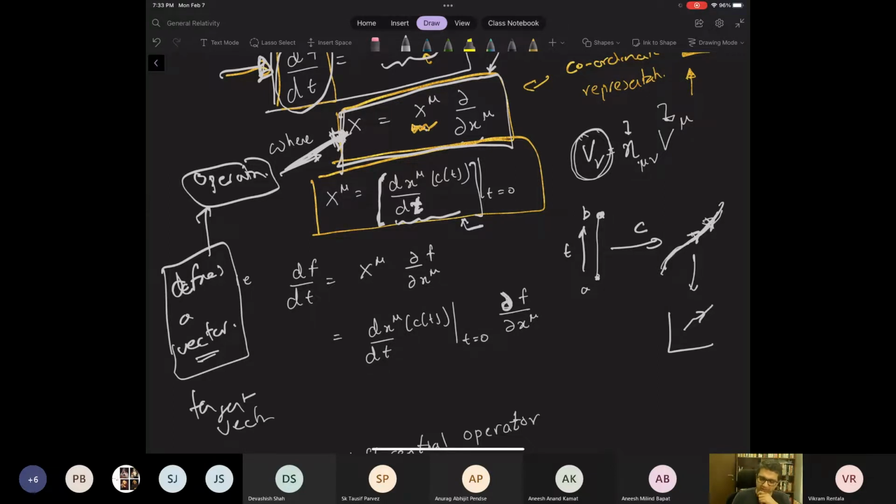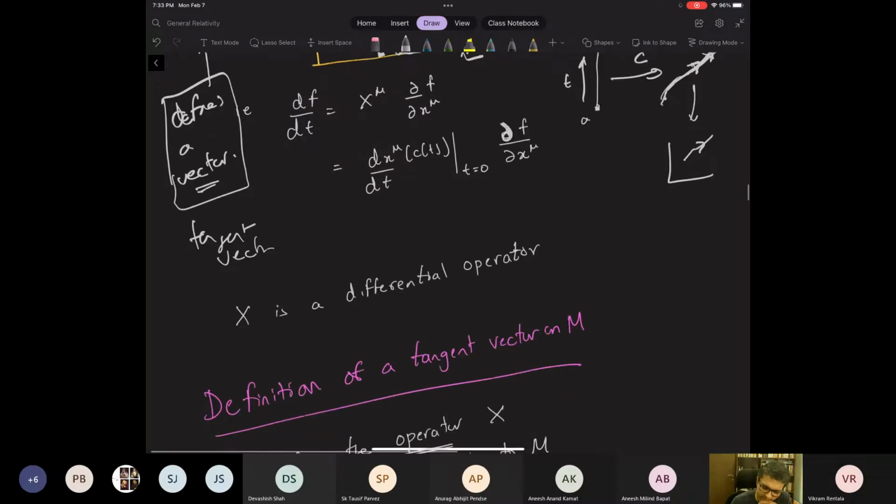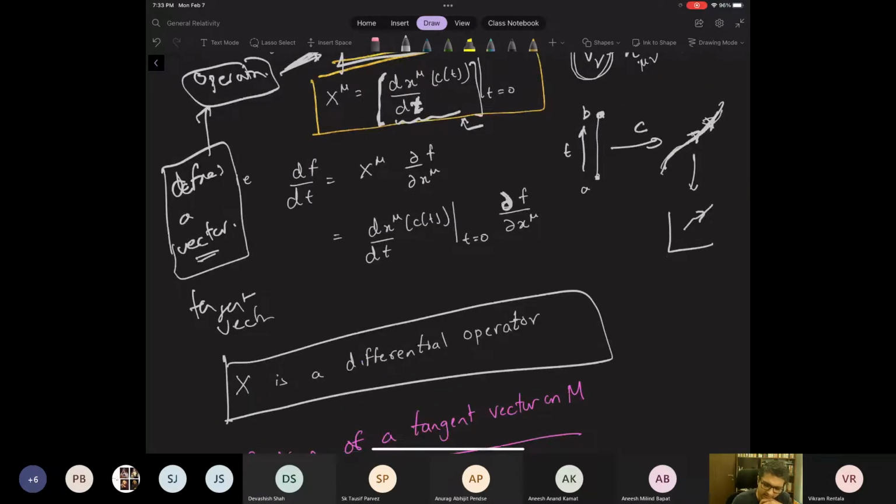So this operation of df/dt will equal X^μ ∂_μ f. Sorry, this X is a differential operator, and X itself is what we call a tangent vector. And it satisfies several nice properties of what you would want in a vector. For different curves, you'll get different operators, and we'll see that all those differential operators together make up a vector space.